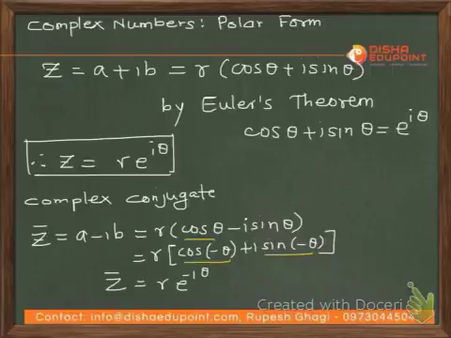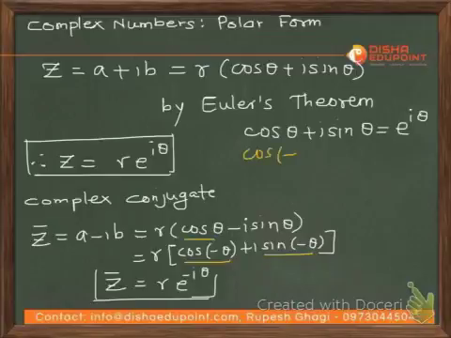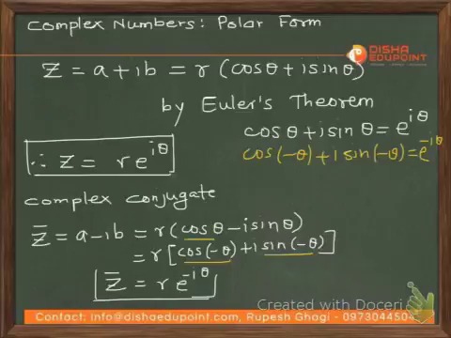So here cos theta plus i sin theta can be written as e to the power i theta. Similarly, cos of minus theta plus i sin of minus theta can be written as e to the power minus i theta. So for the number z equal to r e to the power i theta, its complex conjugate z bar can be written as r into e to the power minus i theta.